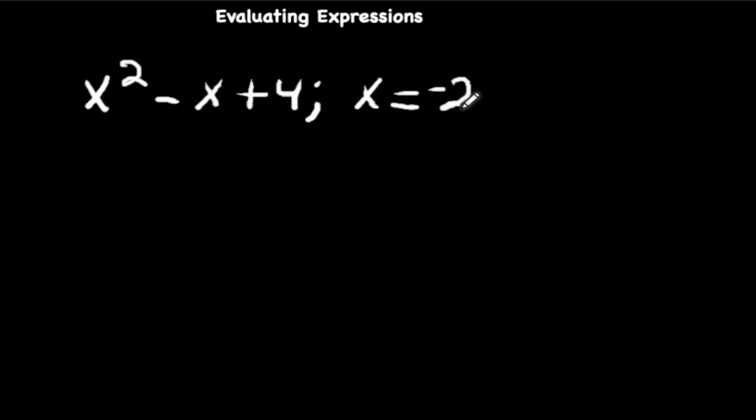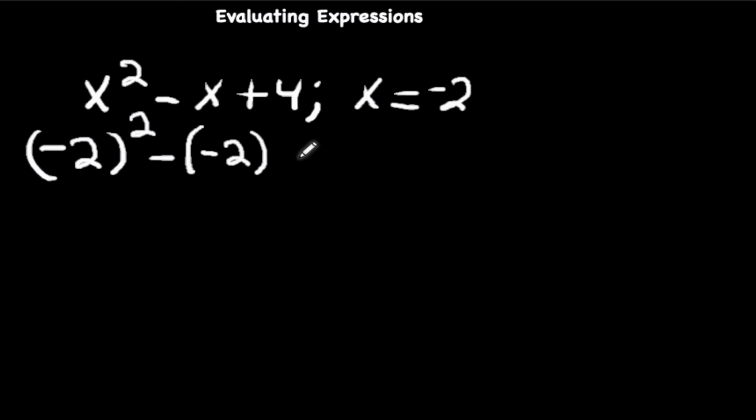Let's say that you're given something like x squared minus x plus 4, where x is equal to negative 2. Okay, so let's go ahead and substitute our x's with negative 2. So we have negative 2 squared, minus, be sure you bring down this minus sign always, right? And this x is negative 2. So we're going to place negative 2 inside of parentheses and bring down plus 4.